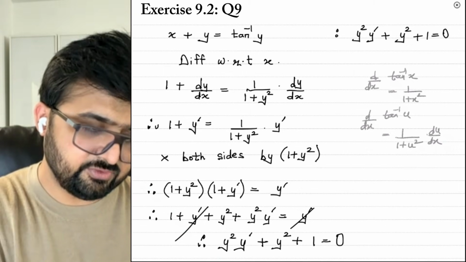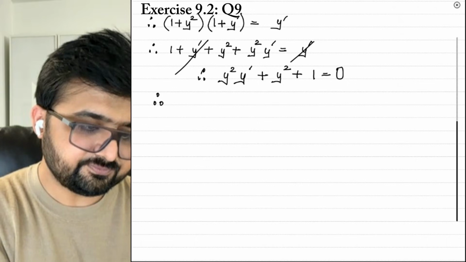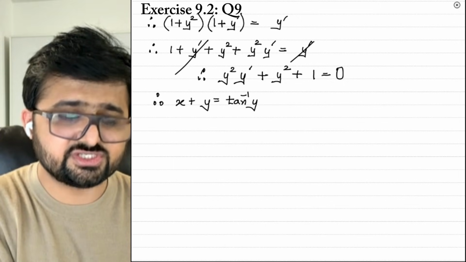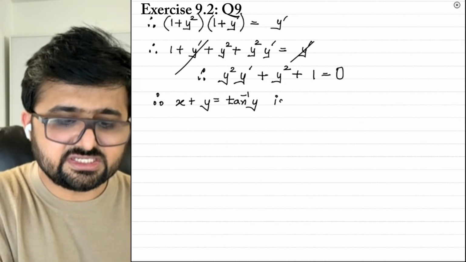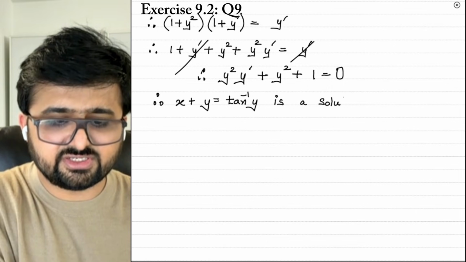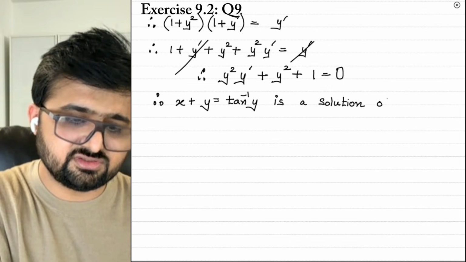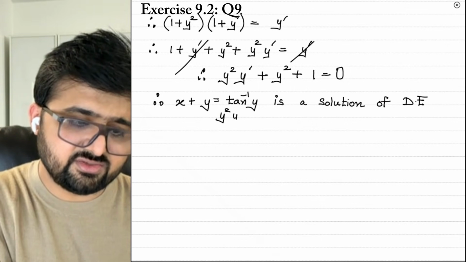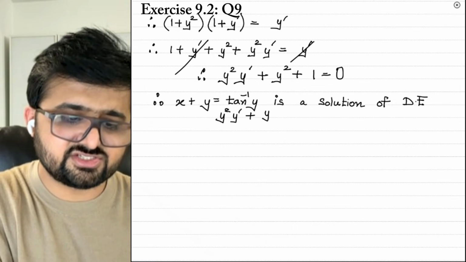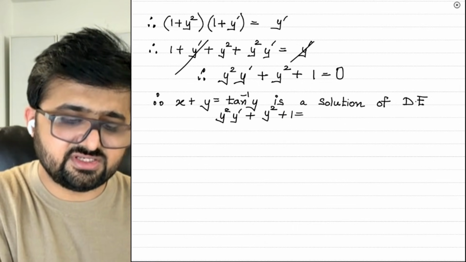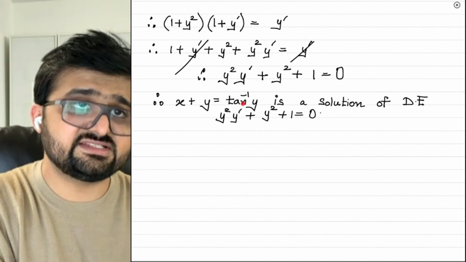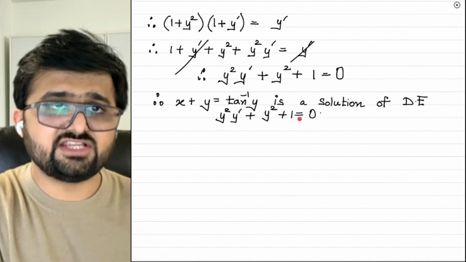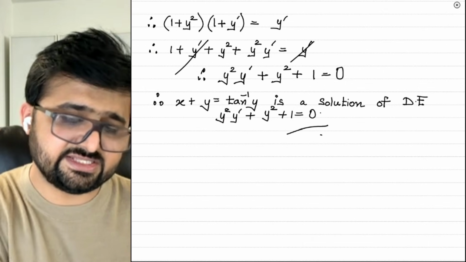Okay, therefore we can say that x plus y is equal to tan inverse y, the given equation. Therefore we can say the given equation is a solution of the differential equation y squared y dash plus y squared plus 1 is equal to 0. Therefore, we can say this equation in x and y is a solution of the differential equation y squared y dash plus y squared plus 1 is equal to 0, and that is your final result.